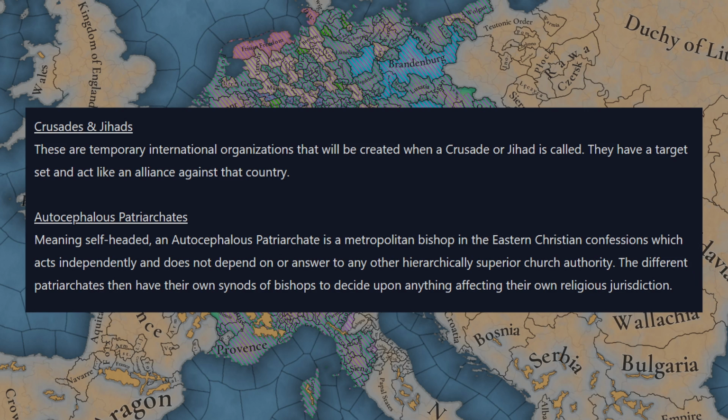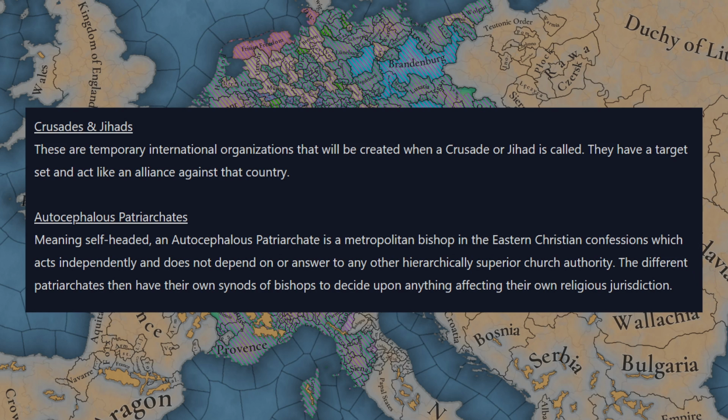But whilst you're on that crusade, it's not like the member nations have control over each other. They can't really pass laws or anything. It's just a temporary collection of realms that are doing one thing. And then once that either is successful or not, it all falls apart. But it doesn't really affect you at all during the actual crusade, outside of the fact that you can't attack the other members of it and things like that.